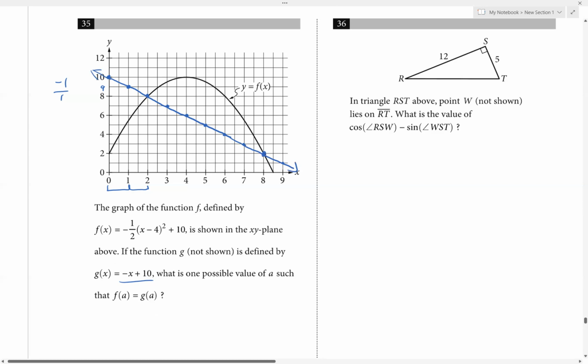So we can see there, we do have 2 points of intersection. They intersect right there and right there, those 2 points. They want to know what's the possible a value so that the two functions are equal. The a value, you see there in the parentheses, will be the x value of the solution. At this point, the x value is 2, and at this point, the x value is 8. So for this question, our answer will be either 2 or 8. Either one of them will be correct.